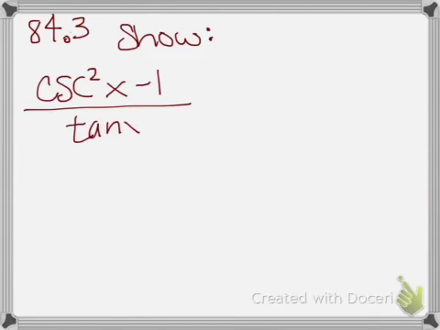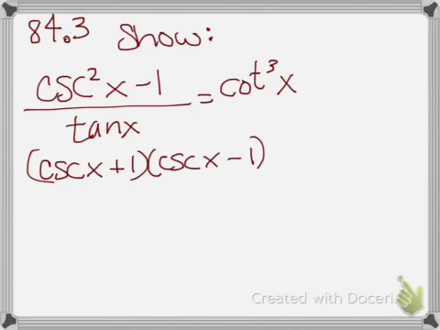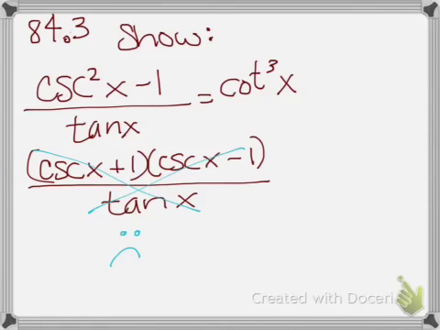Okay, another example. Show that cosecant squared x minus 1 over tangent x is equal to cotangent cubed x. This is an example where even if you do factor it, sometimes it doesn't work out. You could factor it and say that cosecant squared x minus 1 is the same as cosecant x plus 1 times cosecant x minus 1. And then we put that over tangent, and there's not really anywhere to go from here. So we're kind of stuck. We'll stop doing it that way and try a different way.